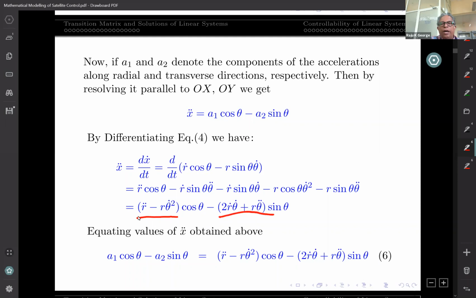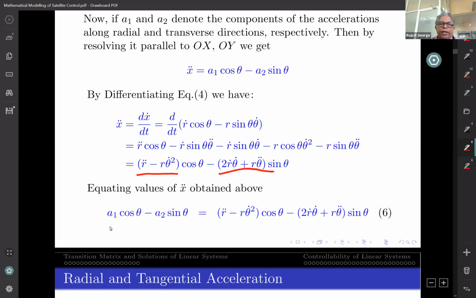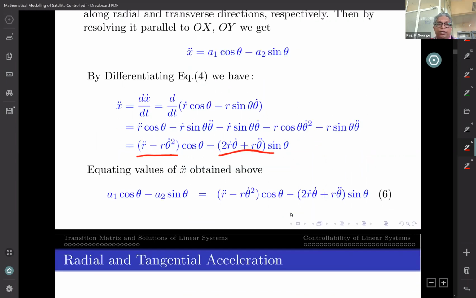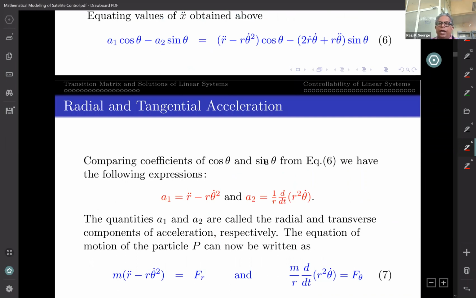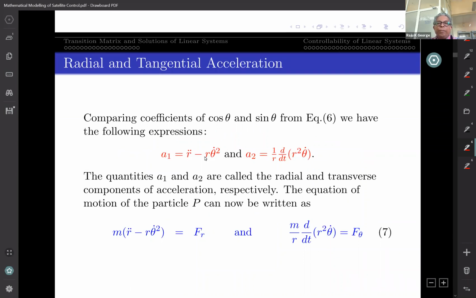Now you can compare this with the previous equation. Equating the value of x double dot in these two systems, we get a1 cos theta minus a2 sin theta is r double dot minus r theta dot square cos theta minus 2 r dot theta dot plus r theta double dot sin theta. Now comparing the coefficients of cos theta and sin theta, we get a1 is equal to r double dot minus r theta dot square, and a2 is 1 by r d by dt of r square theta dot. For convenience, we write it that way. So a1 and a2 are the radial and transverse components of the acceleration.